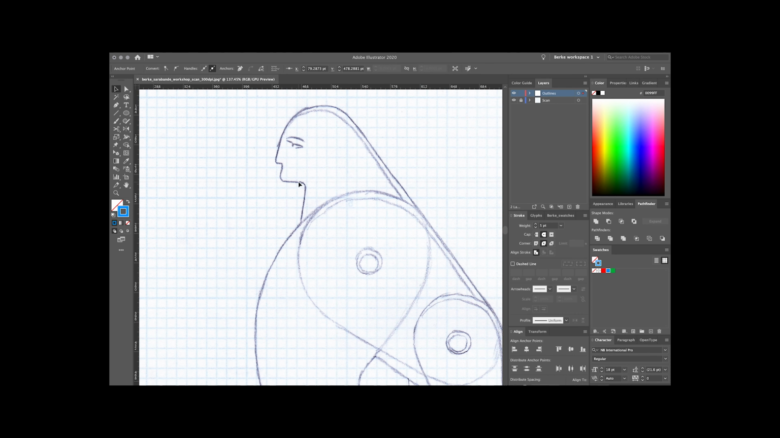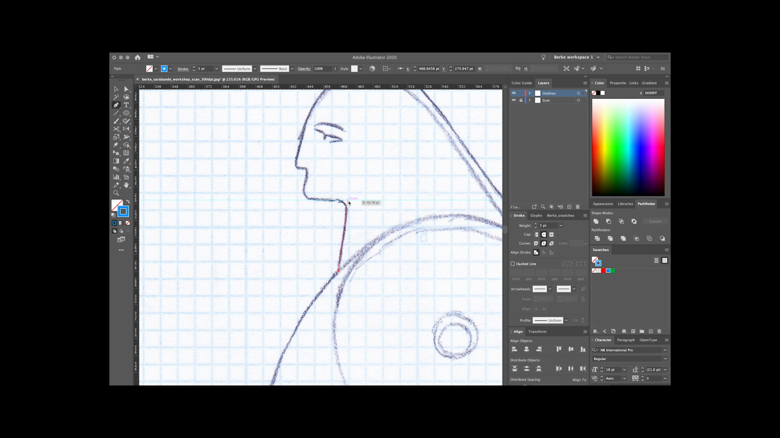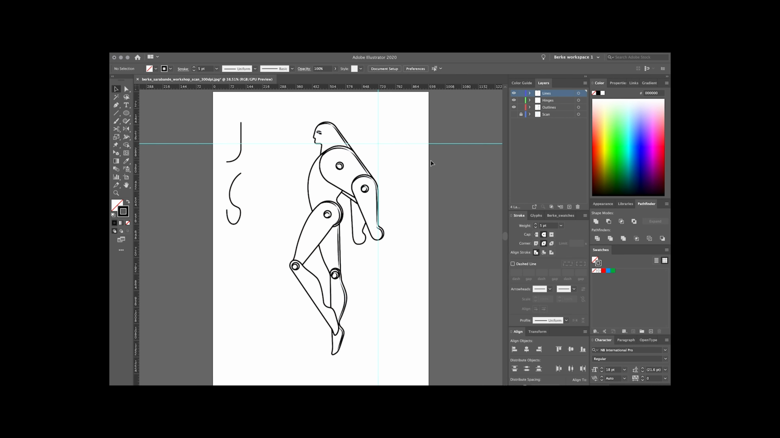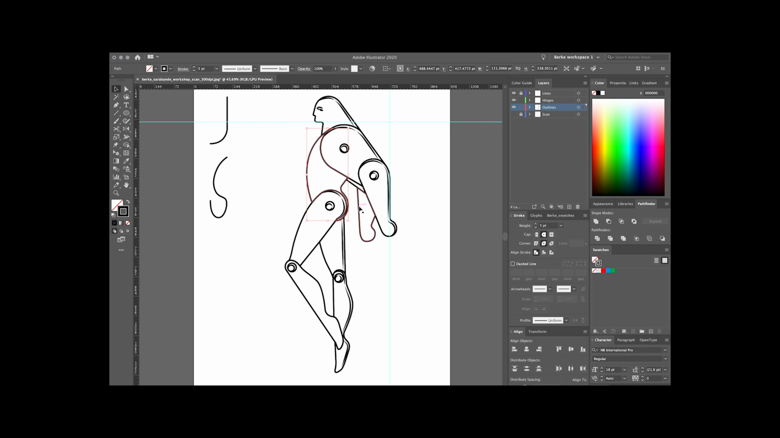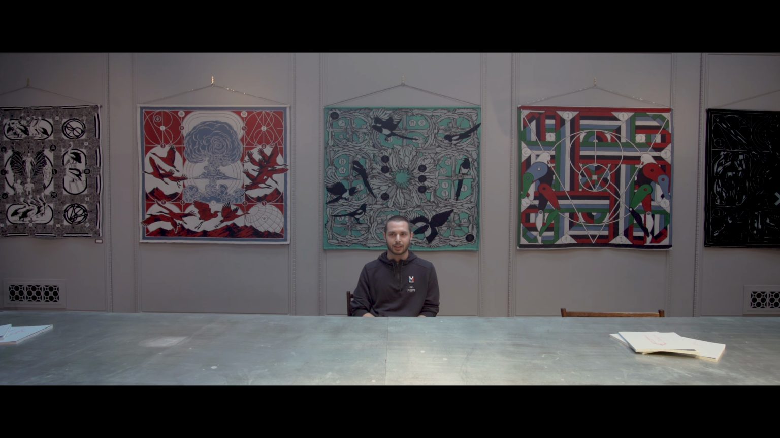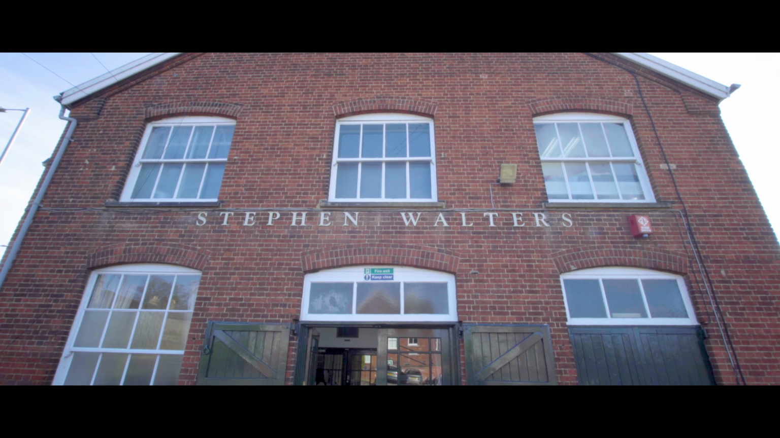So they start as hand drawings, just sketches, and then I make the final designs on Illustrator, so they're vector, and I submit it to the mill to be adapted onto a loom. Once the designs were done and they were ready to be woven, which happened in Sudbury at Stephen Walters, who are a 300-year-old silk mill.